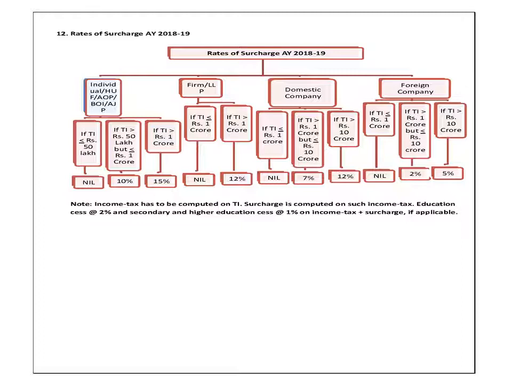Next, for foreign company, if the total income is less than or equal to 1 crore, the surcharge is nil. If the total income is greater than 1 crore but less than or equal to 10 crore, then the surcharge is 2 percent. If the total income is greater than 10 crore, then the surcharge is 5 percent.